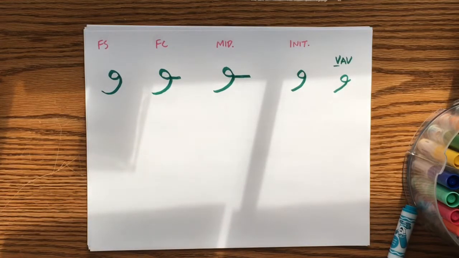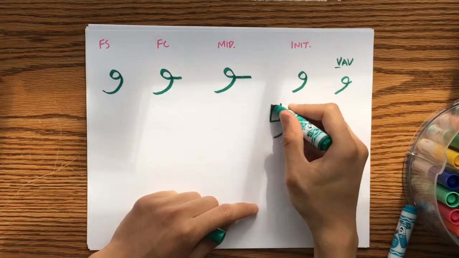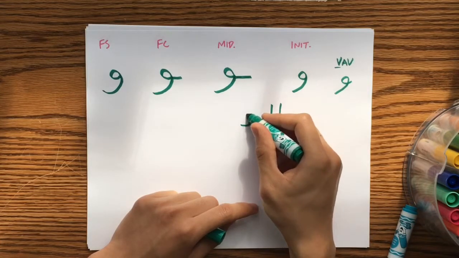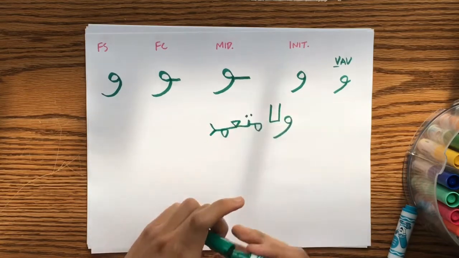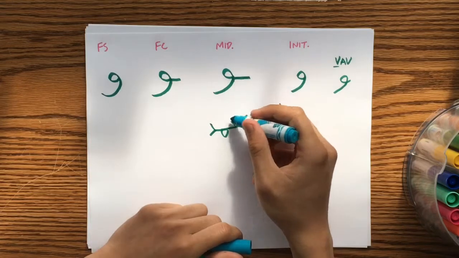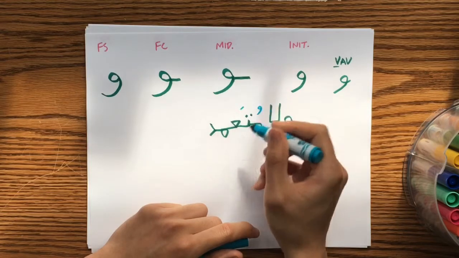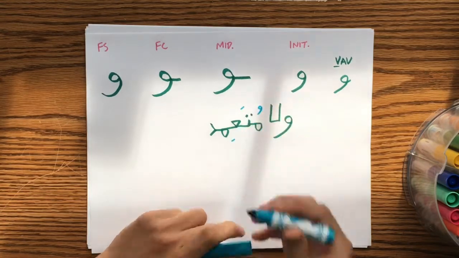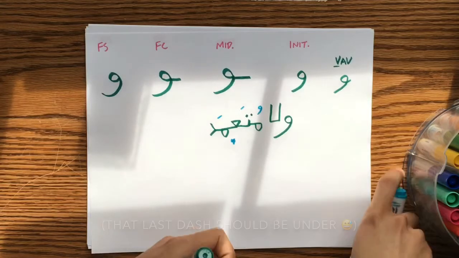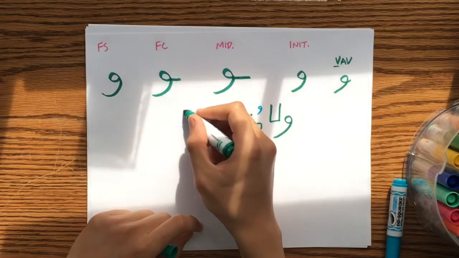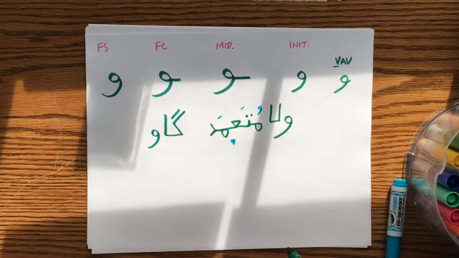What can we write with vav? We can write Vali Motamed, which is a last name, which means the most trustworthy person. Vali Motamed. And you have this ain here making a sound like Vali Motamed. O, A, E. Oh no, the S here. And you can write the word gav, which means cow.